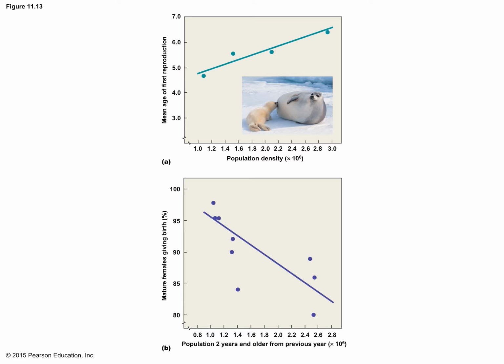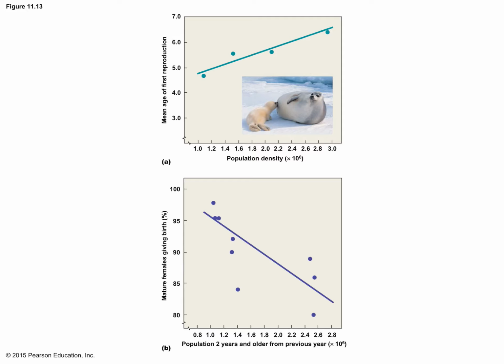All right, in panel B, this is kind of a weird measure of population density, but it's the population 2 years and older from the previous year. This is just a way of looking at population density. So again, low density, high density. And here we have the percent of mature females giving birth. We see a larger percent of mature females giving birth at low population densities. As population density goes up, we see a dramatic decline in the proportion of females that are giving birth.